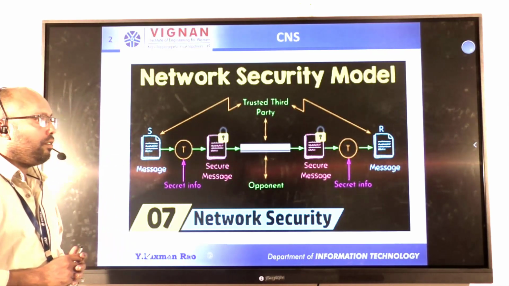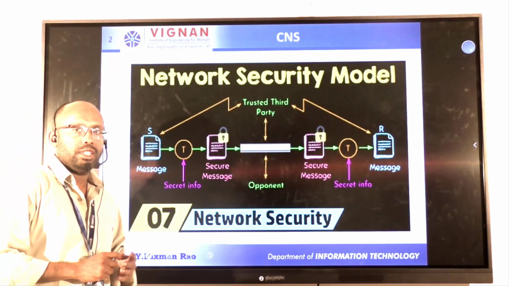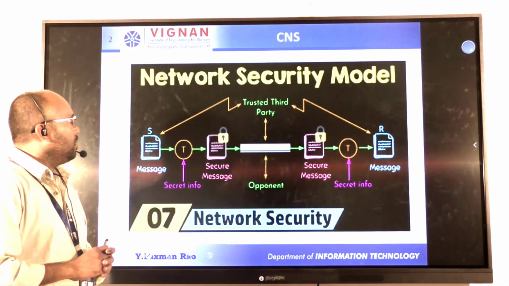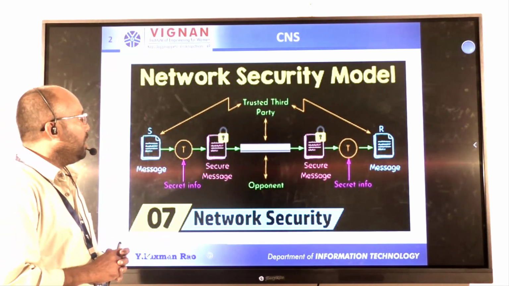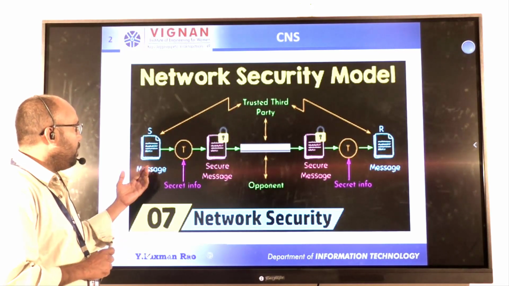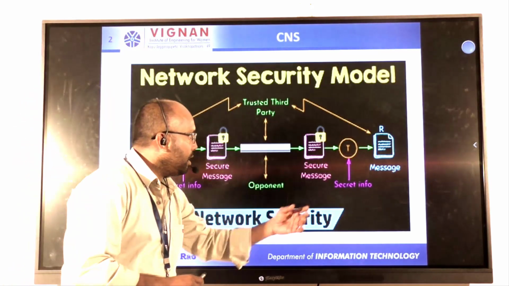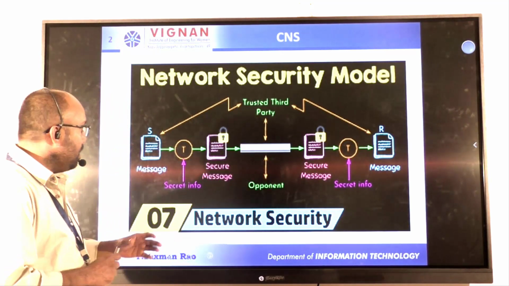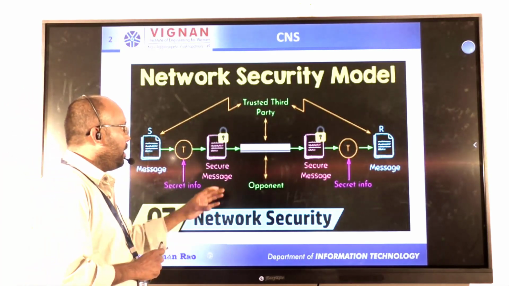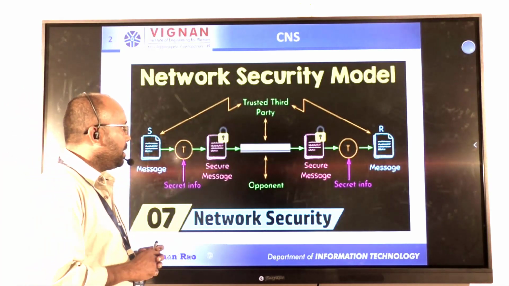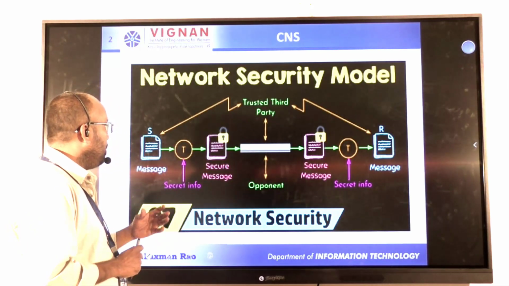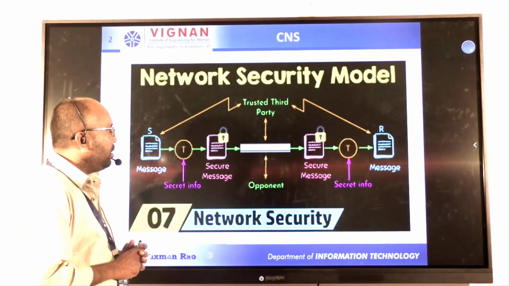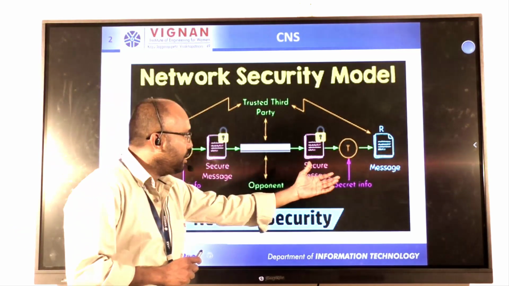There may be a chance of stealing sensitive information like usernames and passwords when we are dealing with any websites or banking applications. So here we have a network security model. On the sender side we have one message and on the receiver side we have another message, and this is the transmission medium through which the data is going to be transmitted. You can assume it is like the internet, a big network. Here the message is a secured message. We are sending it in a secured format that will be understood by the receiver only.